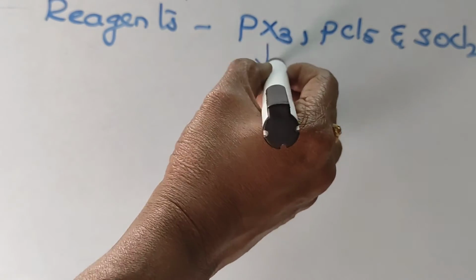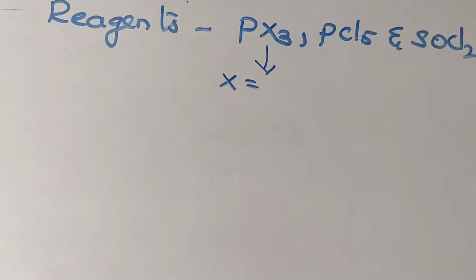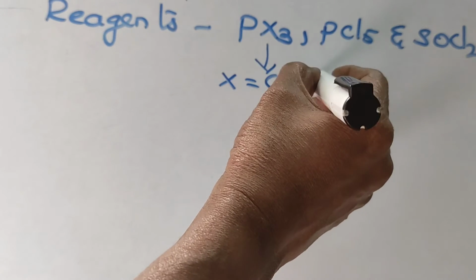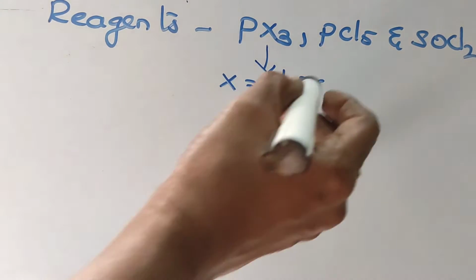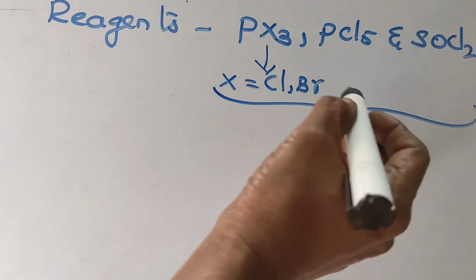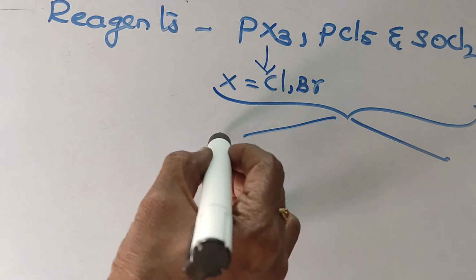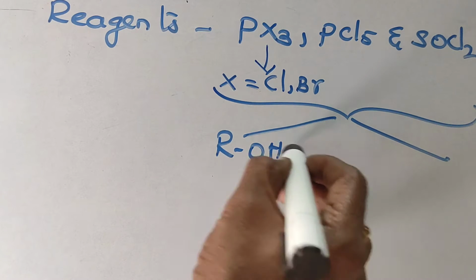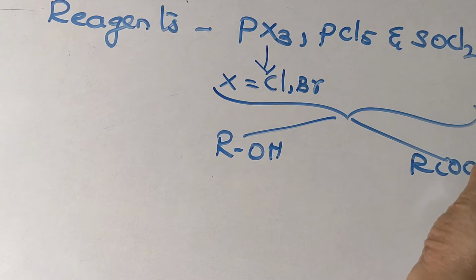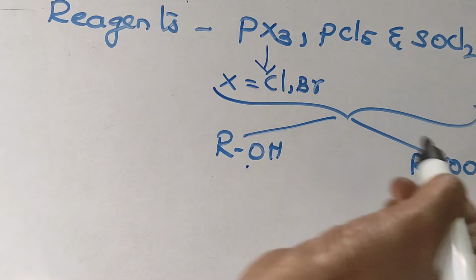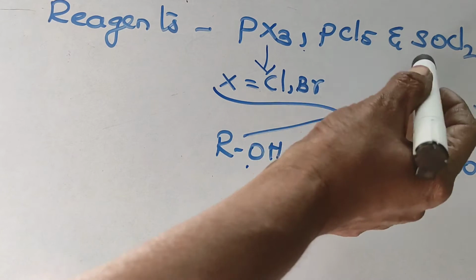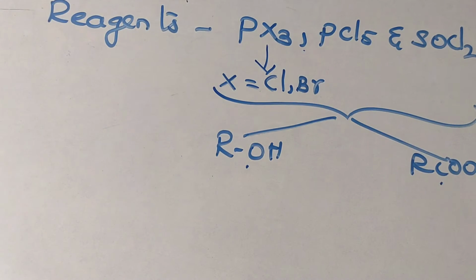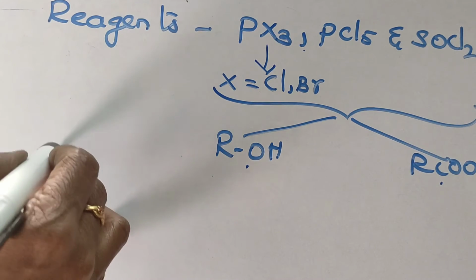Here, this X may be chlorine or bromine. Here it is PCl5 and SOCl2. These all three give reactions with only two substances. One is alcohol, another one is RCOOH, acid. So with these two, these three reagents are going to react. So one by one, let us see.